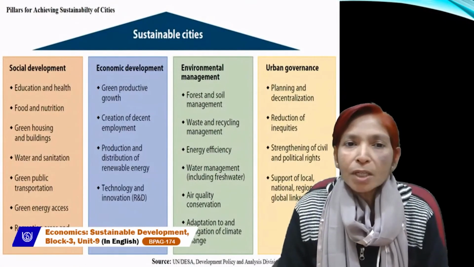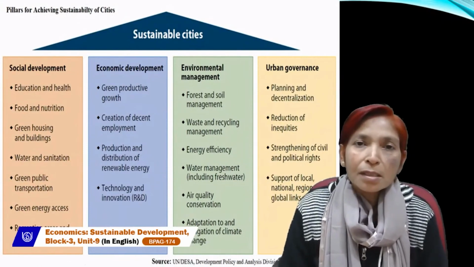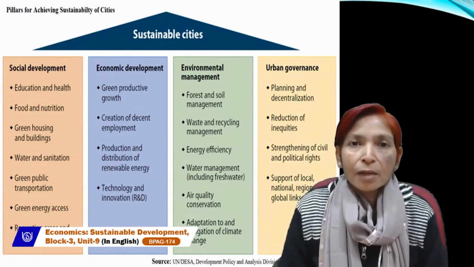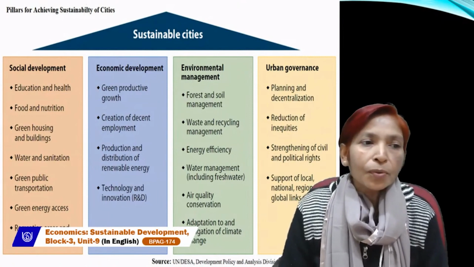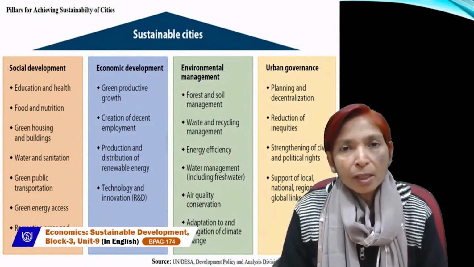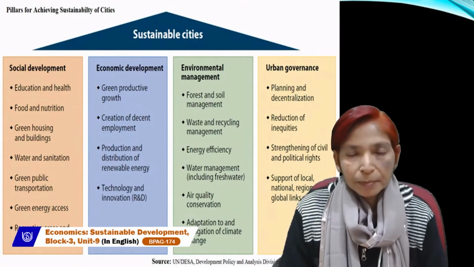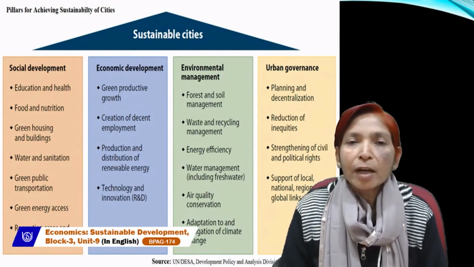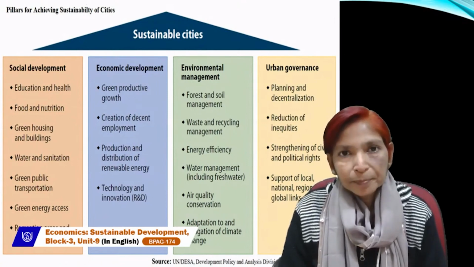Next is sustainable cities. How can we make sustainable cities in the whole world? If we want to achieve this target, then first of all we should do social development. Sustainable cities include four things. One is social development, second is economic development, third is environmental management, and fourth is urban governance.